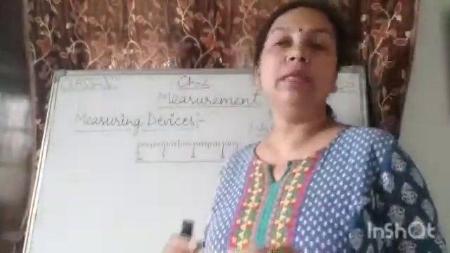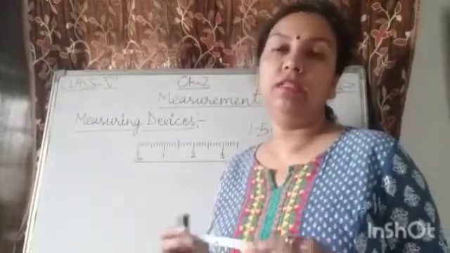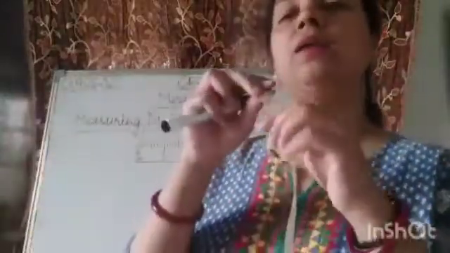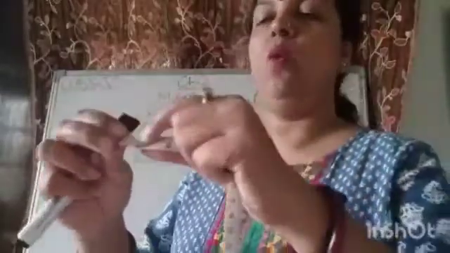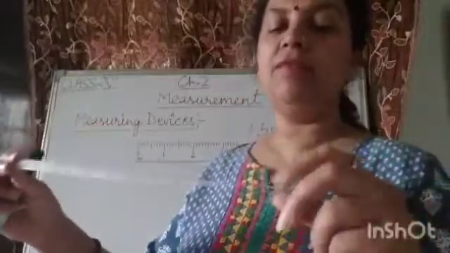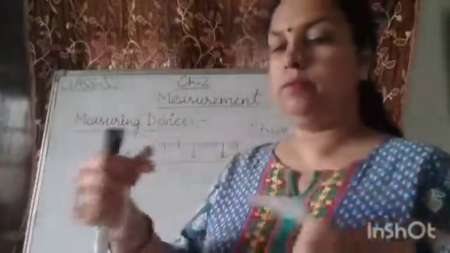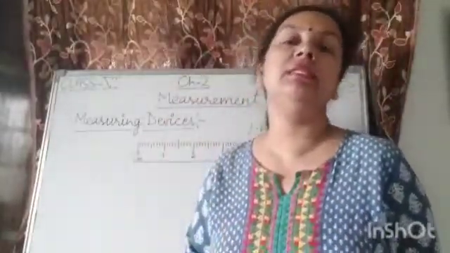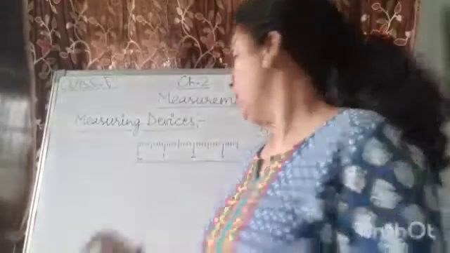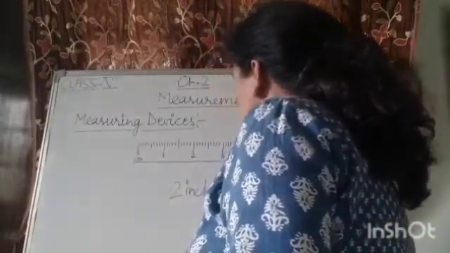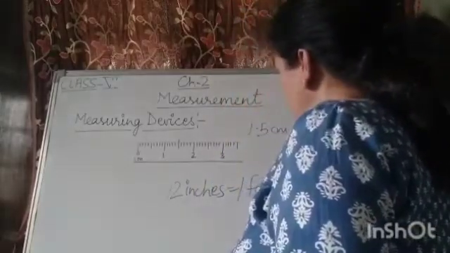Lengths are also measured in inches and feet, and most measuring tapes are marked with inches. If you see them here, it is written inches, and it will be 1 inch, 2 inch, 3 inch, like this we will measure. And after every 12 inches, most measuring tapes have a mark of 1 foot, because 12 inches make 1 foot. Always remember 12 inches is equal to 1 foot.